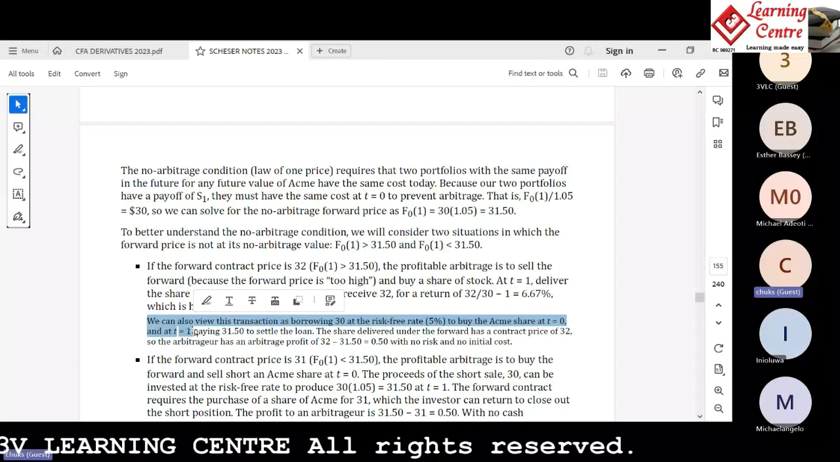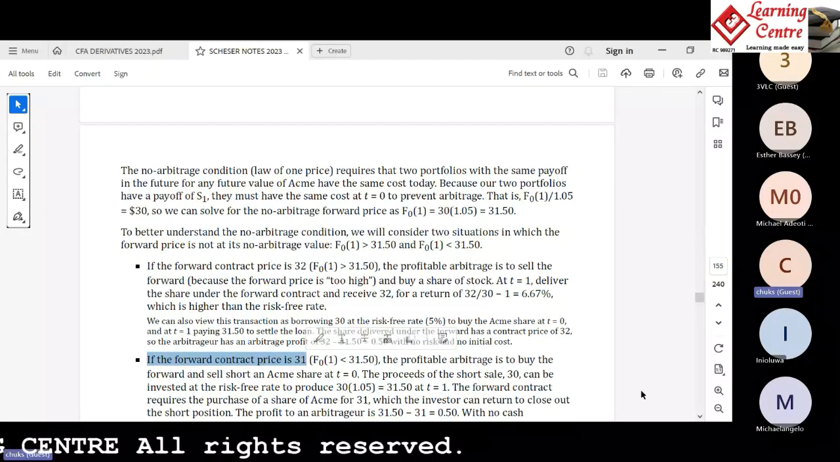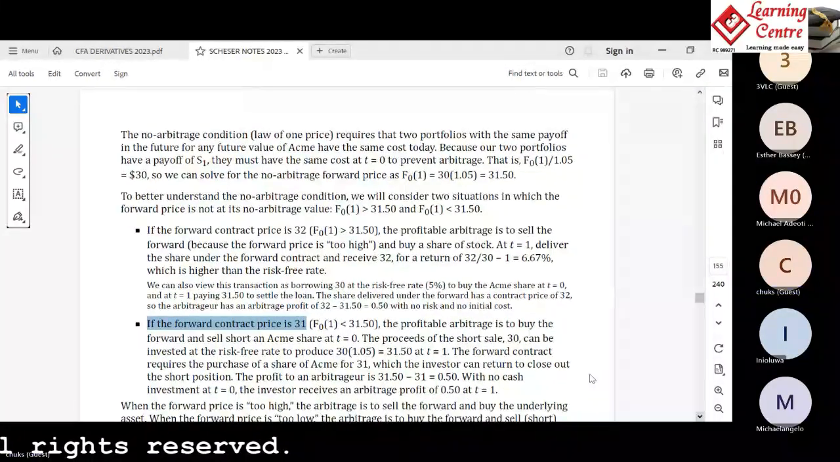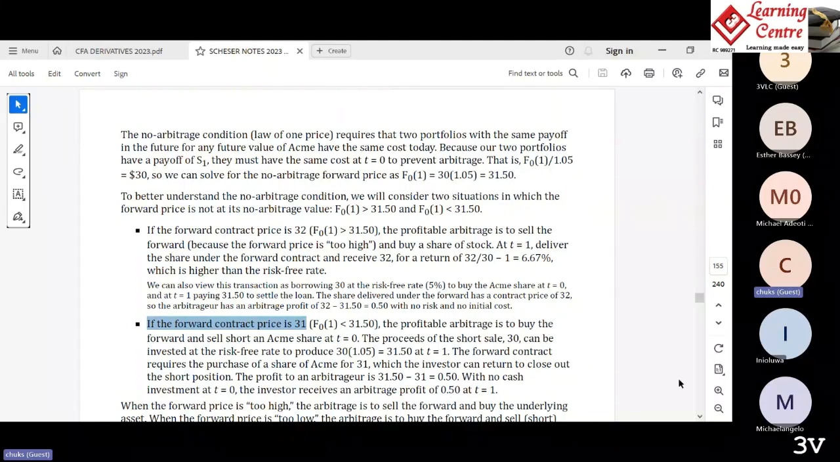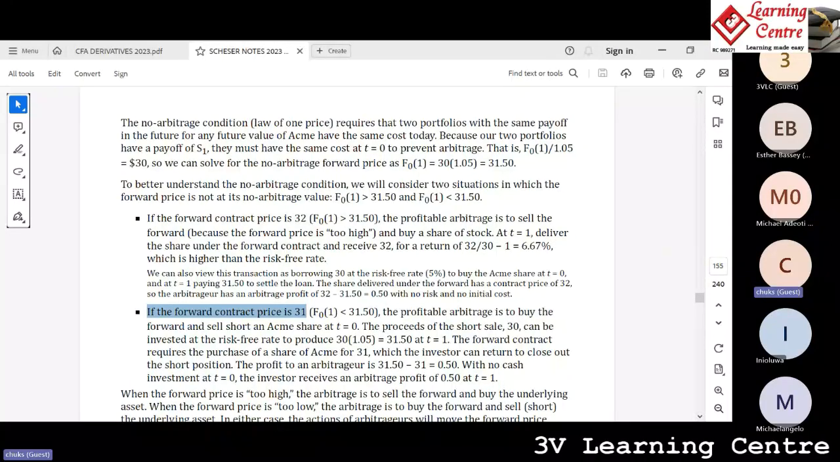And then it works the other way around as well, which is the opposite. So if the forward price is less than what it should be, what you would do is you buy the forward so that in the future you get 31.5, and then you sell the shares today so that at the end of the day, you get a 0.5 net difference. We'll still look at examples on it later.